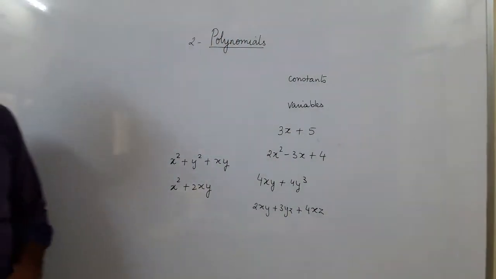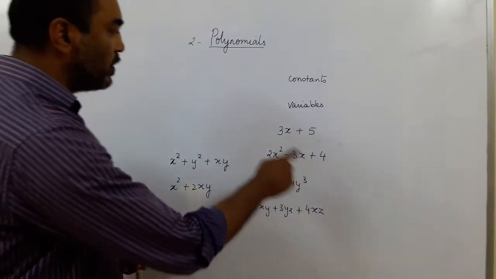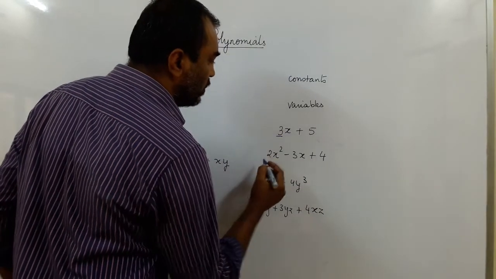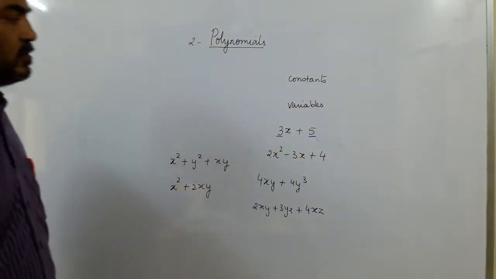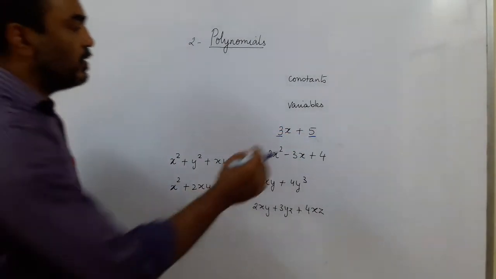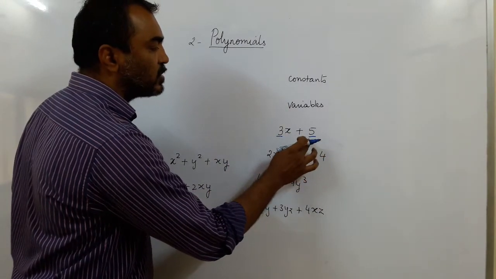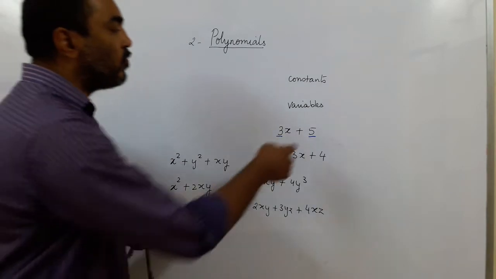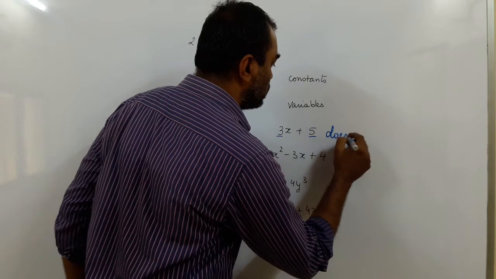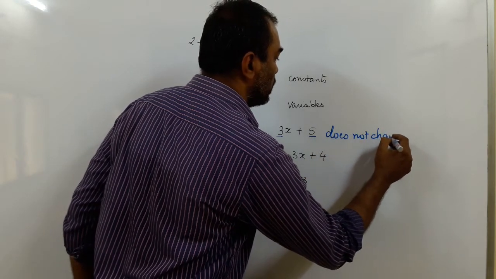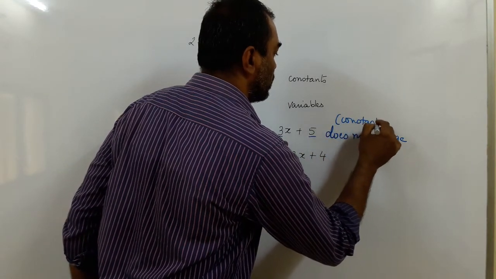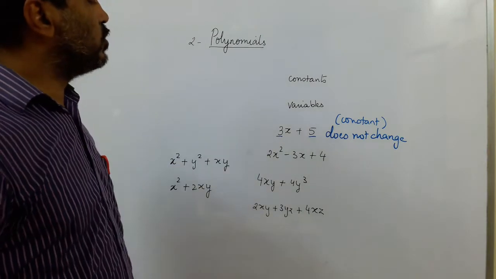Now you can see I have written certain polynomials. If you have noticed, in 3x plus 5, 3 and 5 both are constants. Do you notice? 5 is the constant. This 5 in the equation does not change at all. So this value of 5 does not change, and because it does not change, I can call it a constant. Even the 3 does not change.